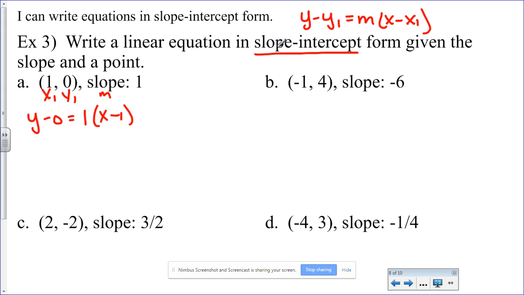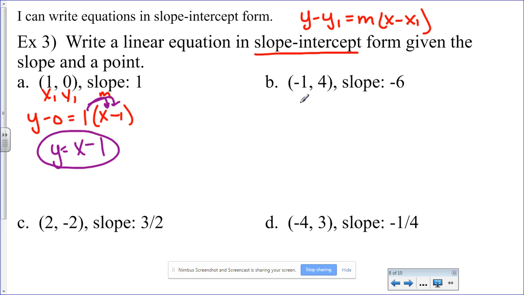So like we did in example 2, we're going to distribute. So we need to multiply by 1. And then y minus 0 is just y, so I'm going to forget about that. 1 times x is 1x. 1 times negative 1 is negative 1. So this is my equation in slope-intercept form. This was my equation in point-slope form. If you graph both of them, you'll end up with the same line.